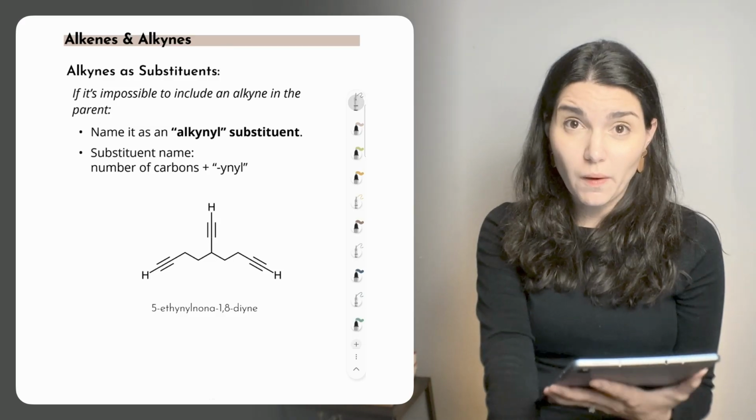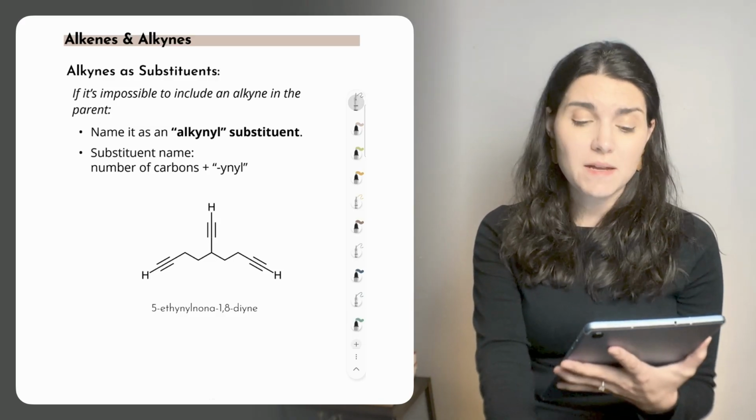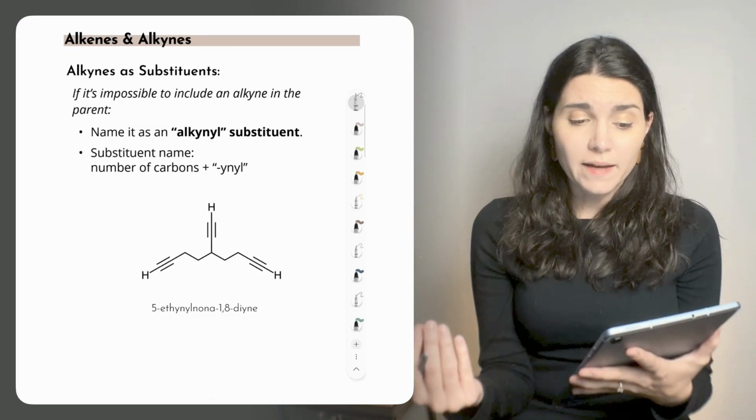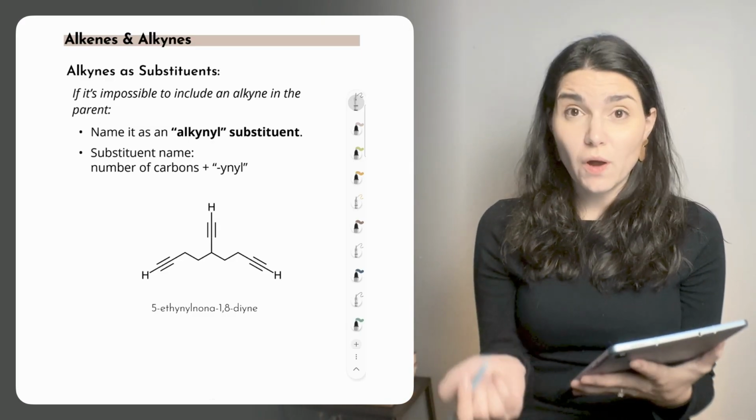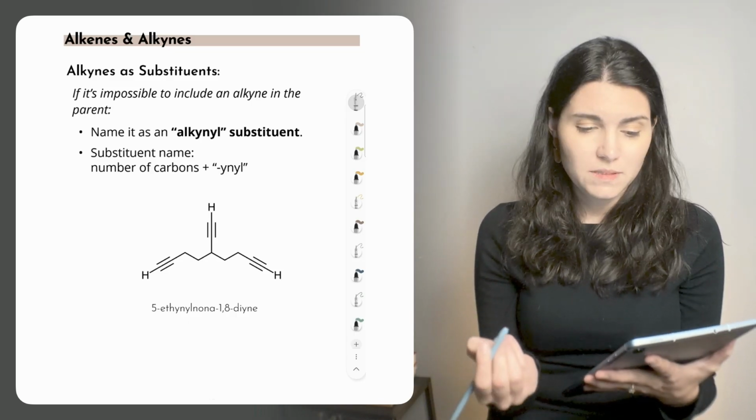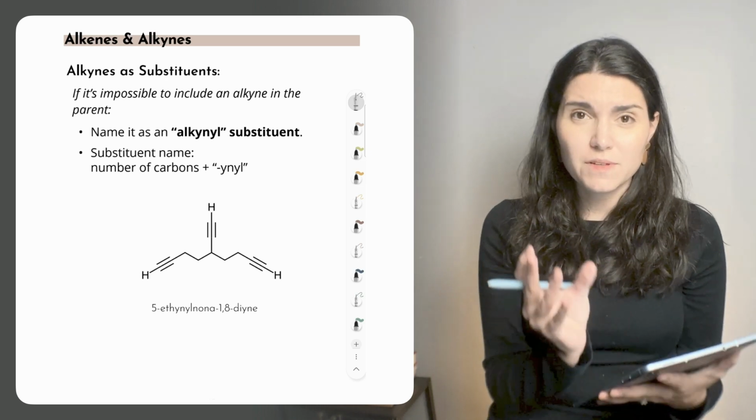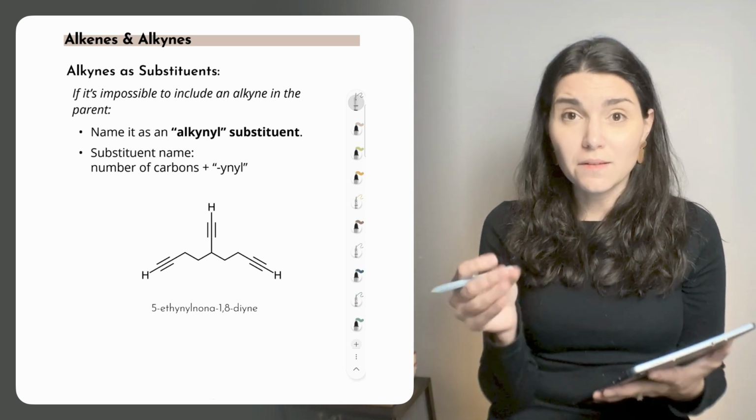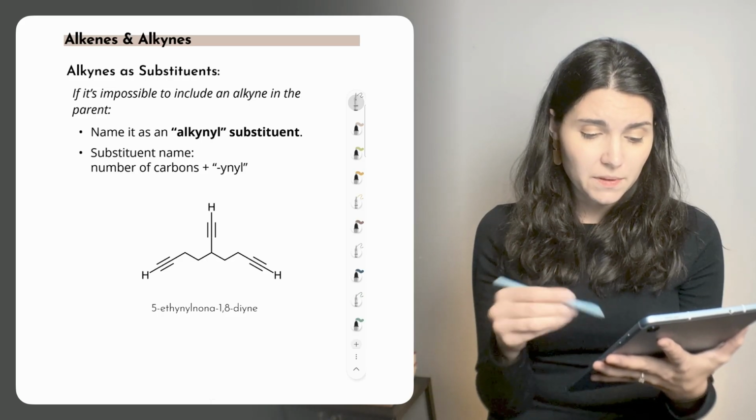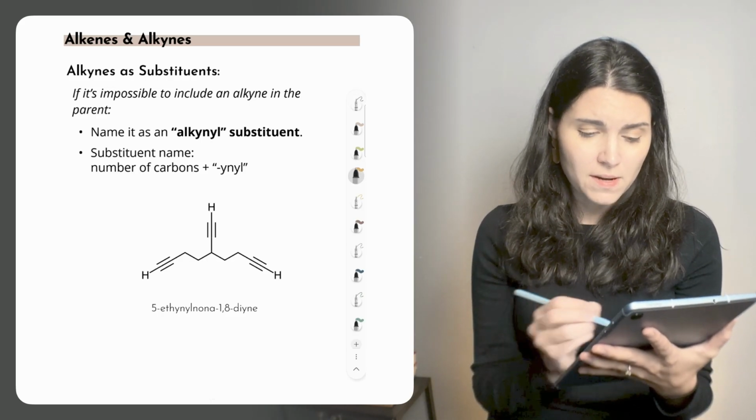Now it's rare that you will encounter this, but you may encounter a situation where you can't actually include every single triple bond in the parent structure chain. So in this case, you're going to name it as an alkynyl substituent. When we're naming an alkynyl substituent, it's just the number of carbons in the substituent plus -yl. So -ynyl. So it's a combination of -yne for the triple bond name and -yl for the substituent name. The molecule here is the example that we have. So this is 5-ethynyl nona-1,8-diene.